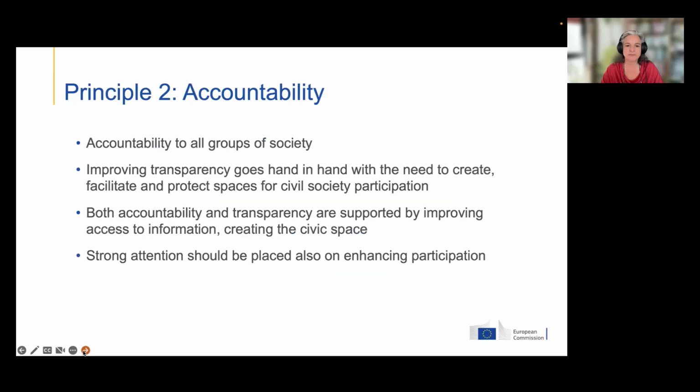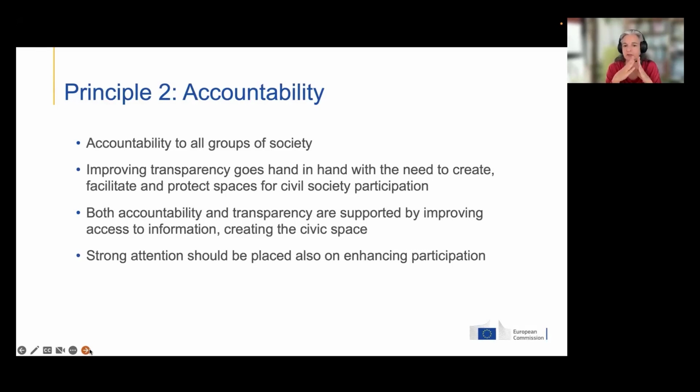The second key principle is accountability and transparency, I would say. Accountability is fundamental to tackle inequalities because the lack of accountability and transparency is a breeding ground for corruption, which strongly impacts inequality. Also, improving transparency goes hand in hand with the need to create, facilitate, and protect spaces in general for civil society participation. We know how important is the whole issue of shrinking civic space and the need for enabling a space for participation, so that the demands of the most marginalized are heard and taken into account.